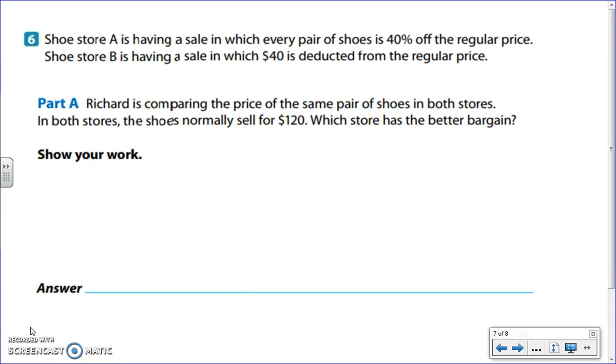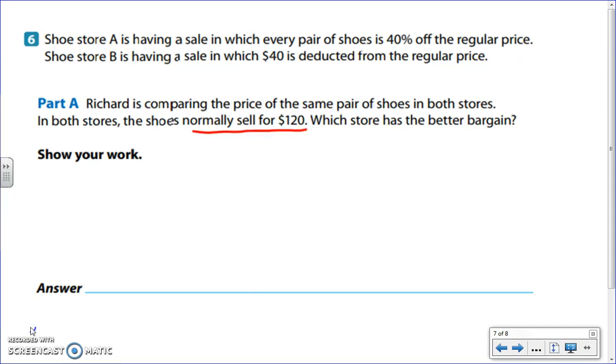Part A says that Richard is comparing the price of the same pair of shoes in both stores. In both stores, the shoes normally sell for $120. Which store has the better bargain? So I guess the first thing important for me to know is what the word bargain means. Basically that means which store is selling the same pair of shoes for less money, which would be the better buy. With store A, it says here that the shoes normally sell for $120.